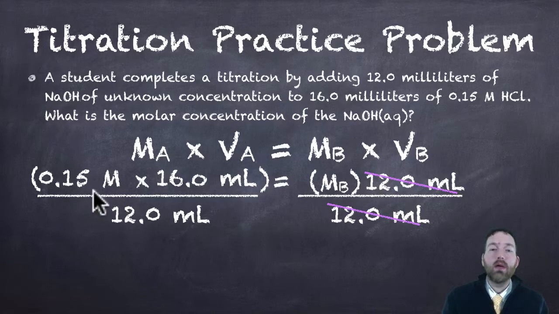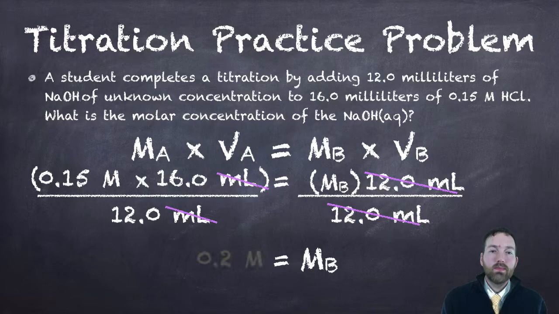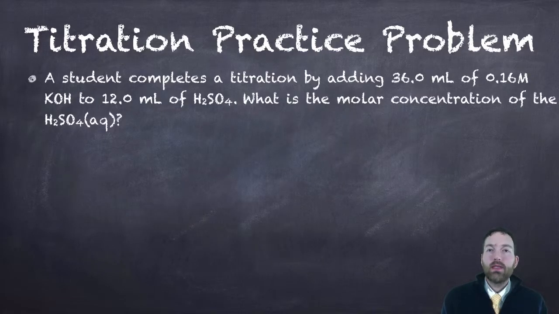So if you punch this in the calculator correctly, you will get 0.2 molar solution. All right, let me show you one more problem. A student completes a titration by adding 36 milliliters of 0.16 molar KOH to 12 milliliters of H2SO4. What is the molar concentration of the H2SO4?